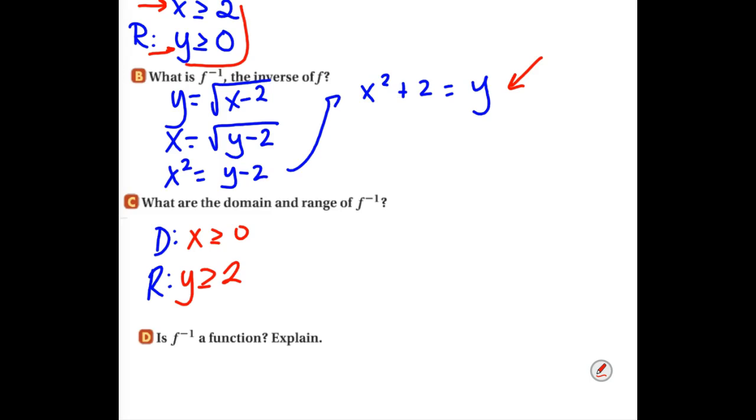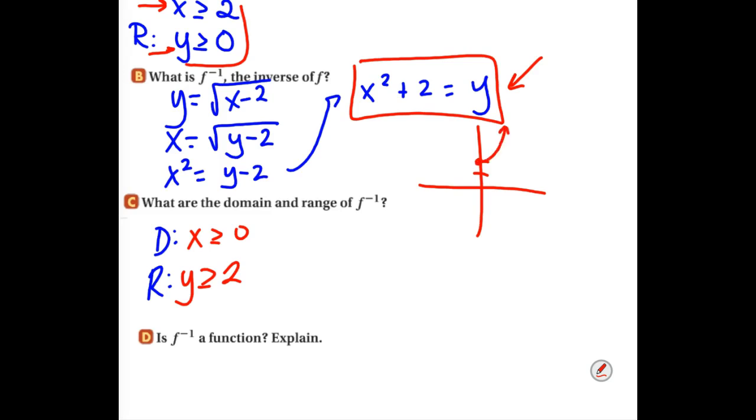A parabola, yep, that's been shifted where? Up 2. So if I didn't have all of this other stuff, if this is the only thing I saw, I would say that's a parabola that's been shifted up 2, and it would look like this. Yes? But I have to base it off of my original function.